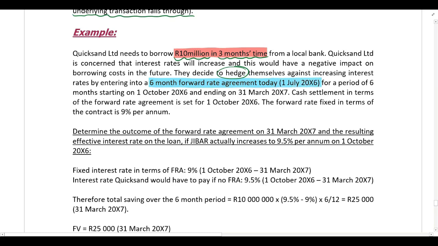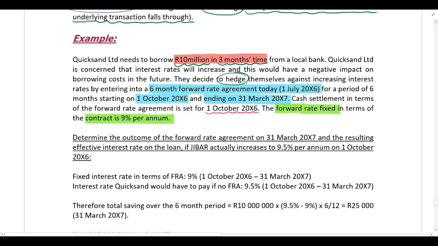So they give me today's date. Today is the 1st of July 20x6. And it's going to be a 6-month forward rate agreement that will start on the 1st of October 20x6 and it will end on the 31st of March 20x7. Cash settlement will take place on the 1st of October 20x6 and the forward rate that is fixed in terms of this contract is going to be 9% per annum. So in order to make sense of the information we've been provided with, let's draw up a timeline.